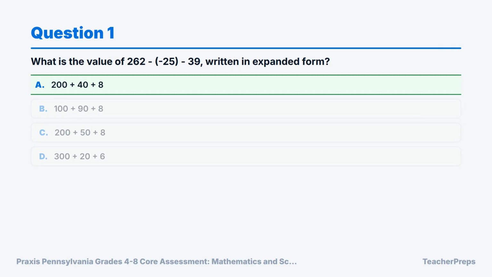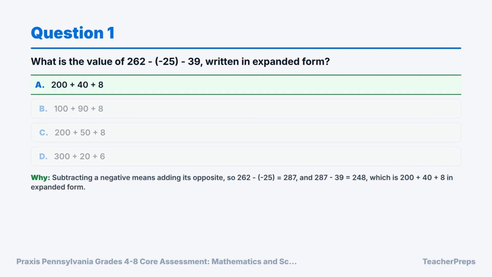The correct answer is A, 200 plus 40 plus 8. Subtracting a negative means adding its opposite, so 262 minus negative 25 equals 287, and 287 minus 39 is equal to 248, which is 200 plus 40 plus 8 in expanded form.